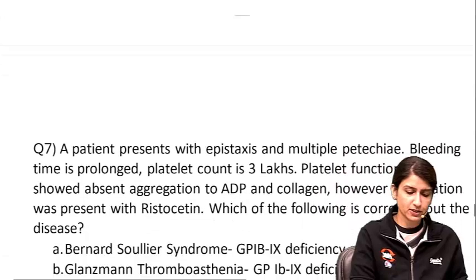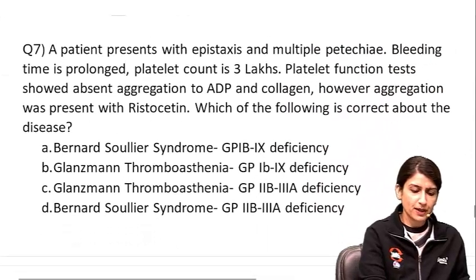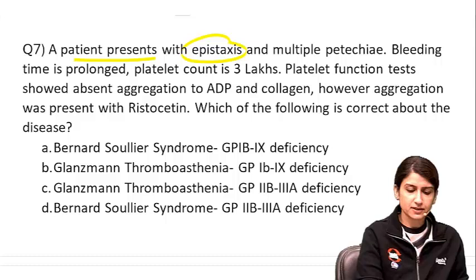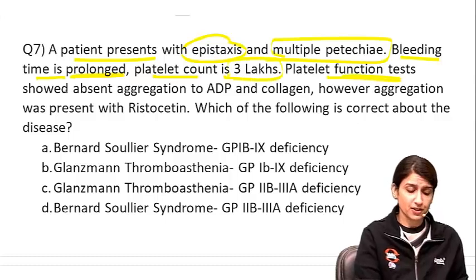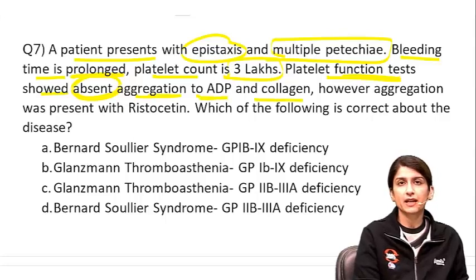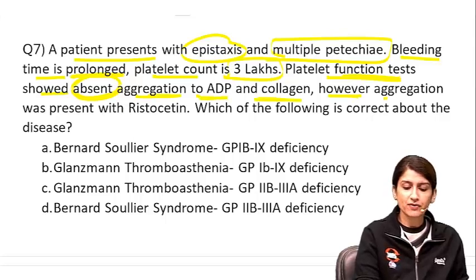Next question. A patient presents with epistaxis and multiple petechiae. Bleeding time is prolonged. Platelet count is 3 lakhs. Platelet function test showed absent aggregation to ADP and collagen. However, aggregation was present with ristocetin. Which of the following is correct about the disease?